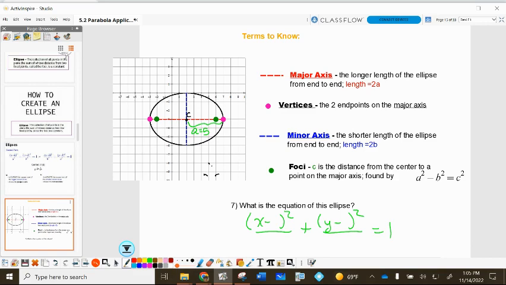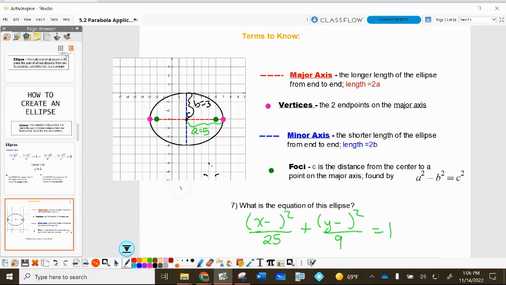So that is in the x direction, so it's going to go under the x term and it's going to be squared. So 5 squared is 25. Then I'm going to count the distance to the endpoint of the minor axis from the center. And it doesn't have a special name. It's just called the endpoint of the minor axis. So that's 1, 2, 3 units. So b is 3. So b squared, 3 squared will be 9, and that's in the y direction, so it goes under y. All right, now we need to get our center.